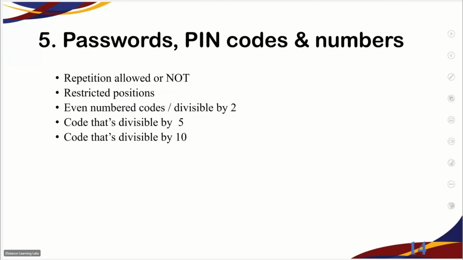Passwords, PIN codes, and numbers, which is the second last part of counting principles. Now, on the passwords, PIN codes, and numbers, here are the key things to note. Is a password or are the numbers allowed to repeat or not? If you can respond to that question, then you have the perfect starting point. The second point, is there any position that is being restricted? If there is a position that is being restricted, we start at that restricted position.